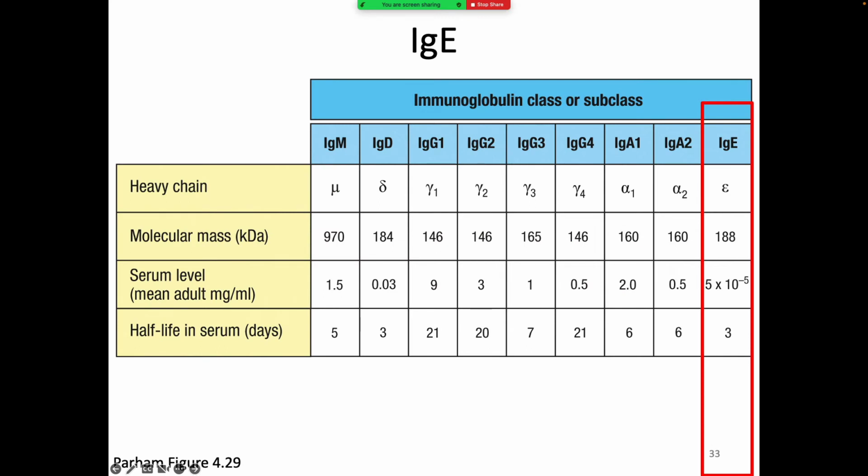I'm going to move now to IgE. And if we look at IgE, you can also see a place where it stands out as being really different from the others on this table. So how does IgE stand out from the others on this table? Yep, Carney. It has a lower serum level. It has a really, really, really low serum level.